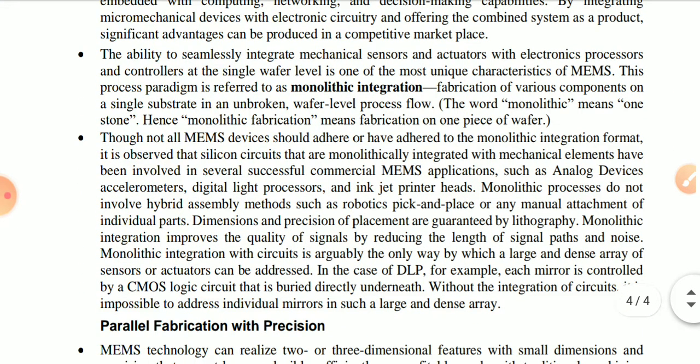Some examples of this are the accelerometer, digital light processing, and the inkjet printer head, where dimension and precision of placement are granted by lithography. In DLP each mirror is controlled by CMOS logic circuits.